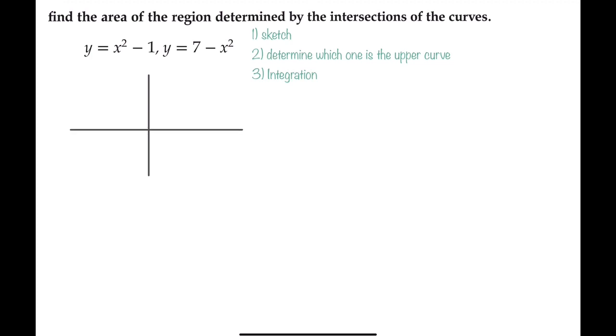So the first one is x squared minus 1. As you can see, the coefficient of x squared is a positive value, positive 1 actually, so therefore it will be facing upward. So first we'll plot -1 right here, and then it will be facing upward. And for the second graph, it's 7 minus x squared, so first we will plot the 7 here, and then the coefficient of x squared is negative, so it will be facing downward.